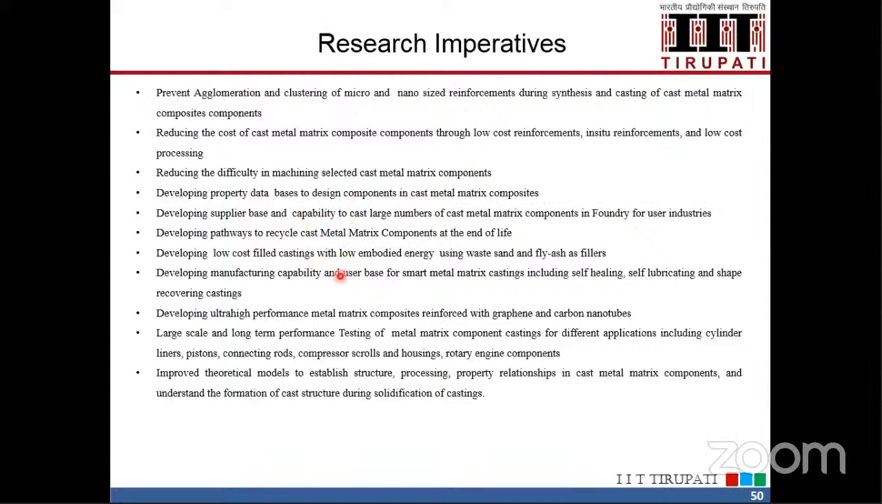Then recycling is also required. Low cost filling castings with low embodied energy using waste, sand, and fly ash fillers. So these are the different research areas which in future there is a demand to address.